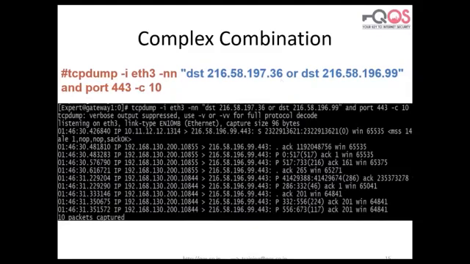Okay, so it could be DST or SRC as I told you, right? It could be any way. You can mix and match. So you can say if destination is this IP or the source is this IP, and protocol is 443 or not protocol is 443, anything is fine.